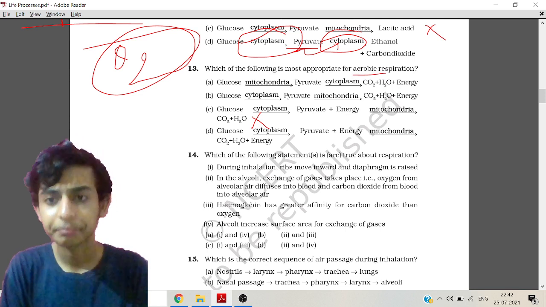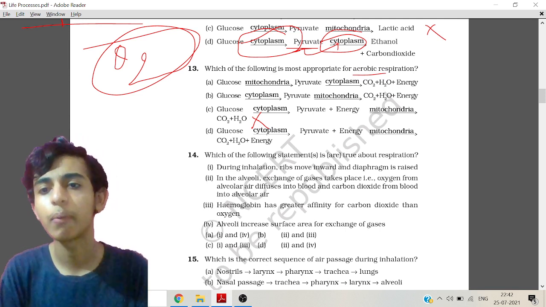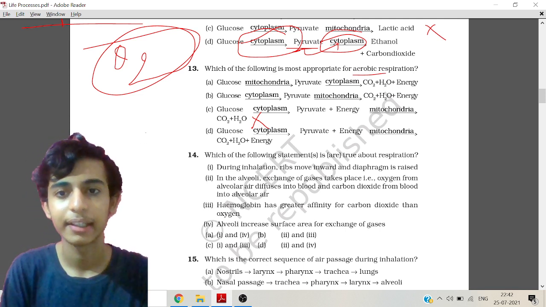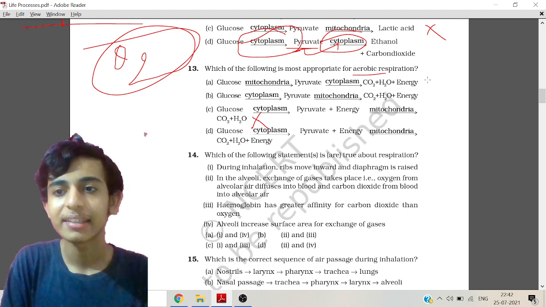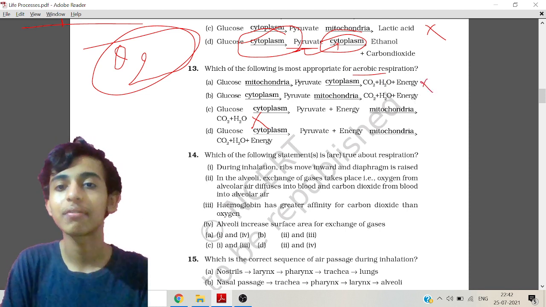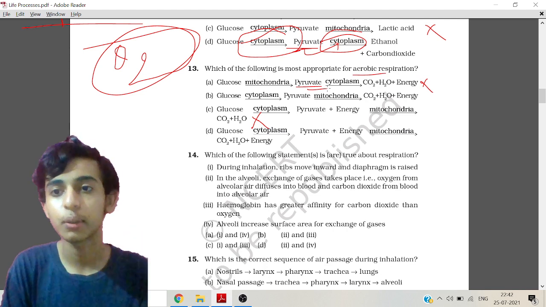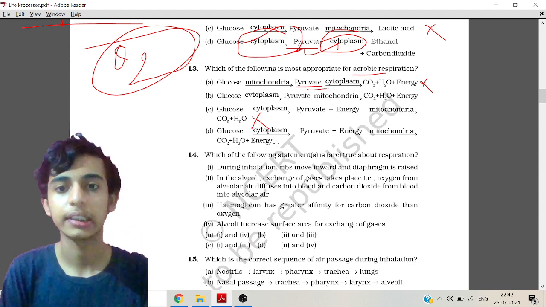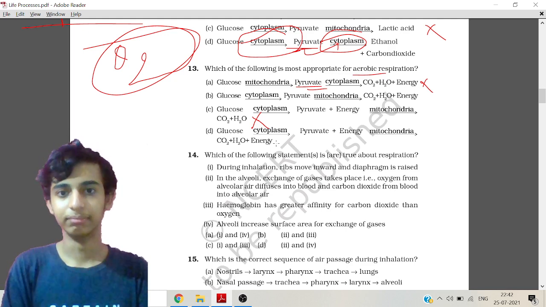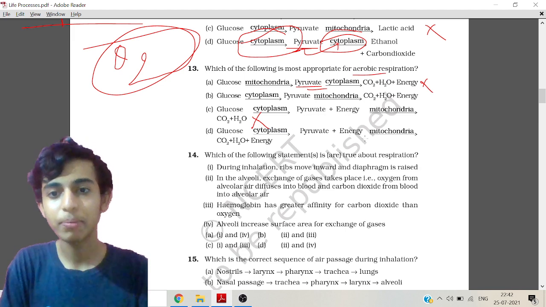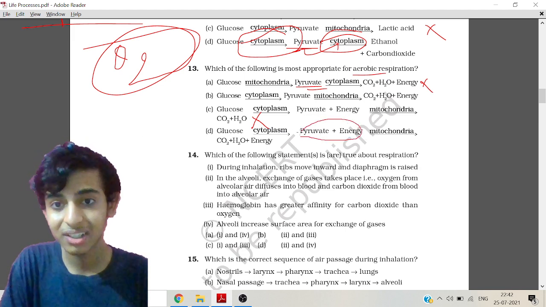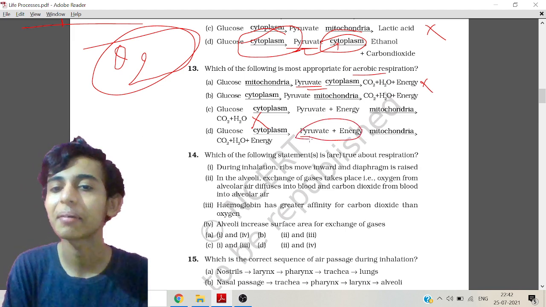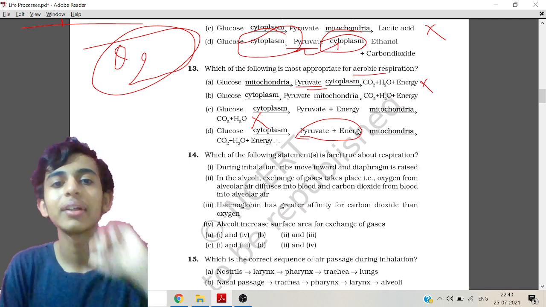Now, what do you think? What should the answer be? A cannot be the answer because glucose is always converted into pyruvate in the cytoplasm. So A and C are gone, you're left with B and D. So what do you think? You are able to see in option D, pyruvate plus energy over here. What do you think the answer should be?